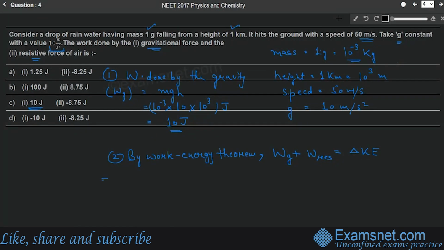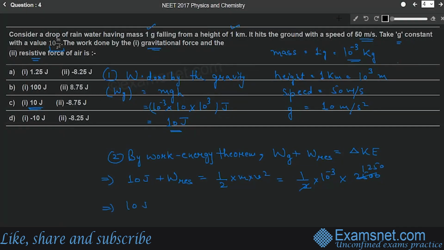Okay, and work done due to gravity is equal to 10 joule, we have just calculated, plus work done due to resistive force of the air, that we have to calculate, is equal to change in kinetic energy, that is half into m into v square, right? So if we put this value of mass and velocity, it will be half into, mass is 10 to the power minus 3 kg, right? Velocity or the speed is 50 meter per second. So the square of velocity will be 2500, right? Now it can be written as 1250.